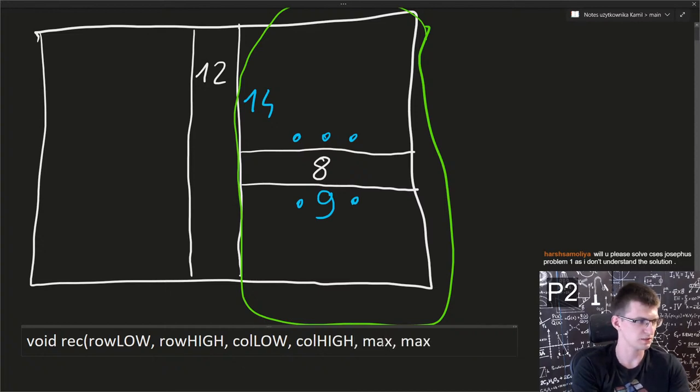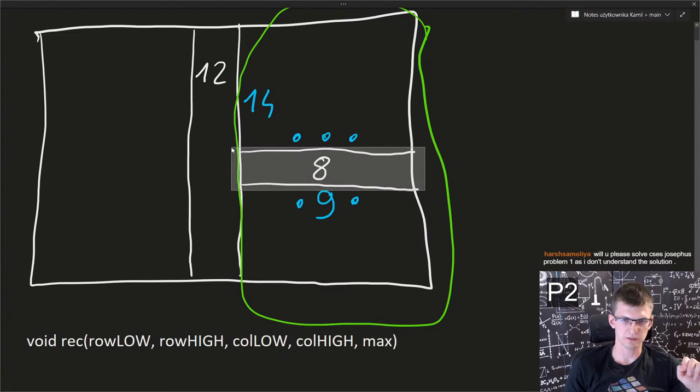Max and max, row of this maximum. Let's say max, not value, and its coordinates. Now what we do is the following. We ask about this row. We find the maximum here.